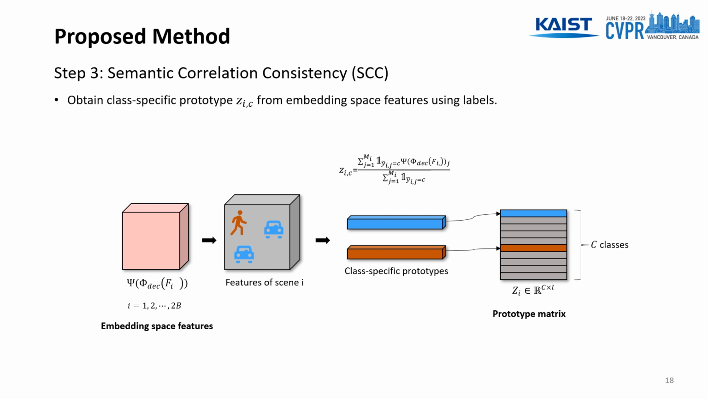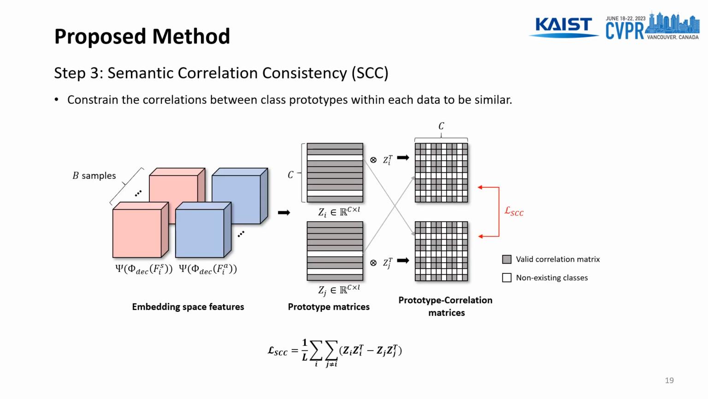To impose SCC, say that we have a single batch of embedding space features from both source and augmented domain scans. For each scan in the batch, we obtain class specific prototypes by taking the mean of the features with the same labels and construct a prototype matrix. In that way, we can make prototype matrices for each scan. Then we multiply the transpose of the prototype matrix to itself and obtain the prototype correlation matrix. We then impose the SCC loss to supervise the correlation matrices to be the same regardless of the scene, which helps the model learn scene invariant features.